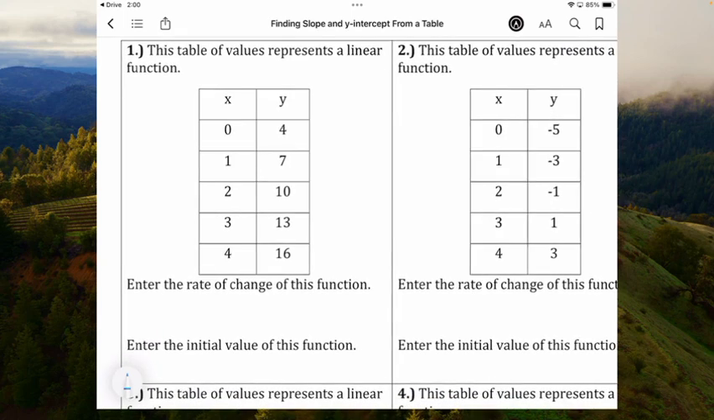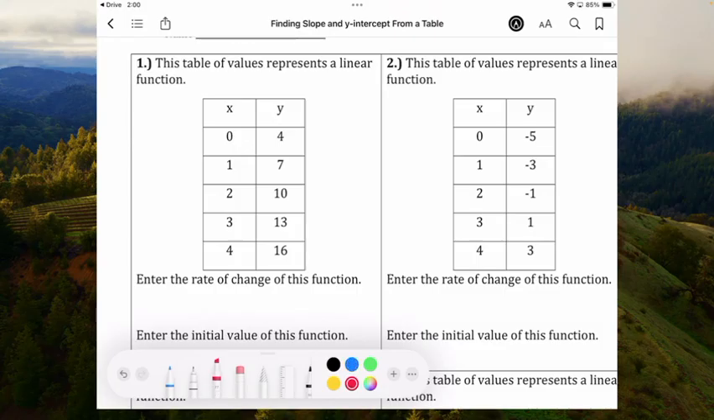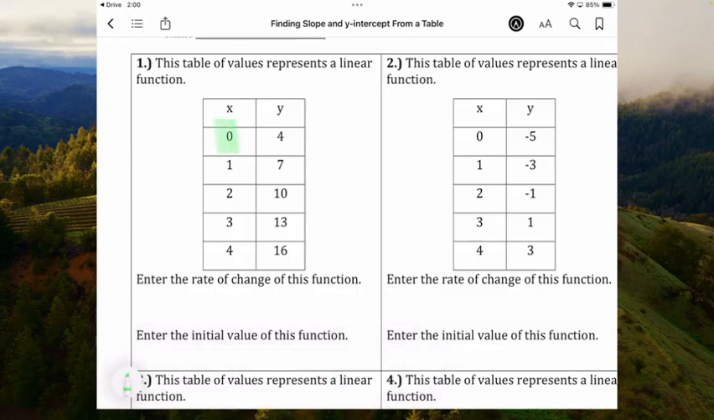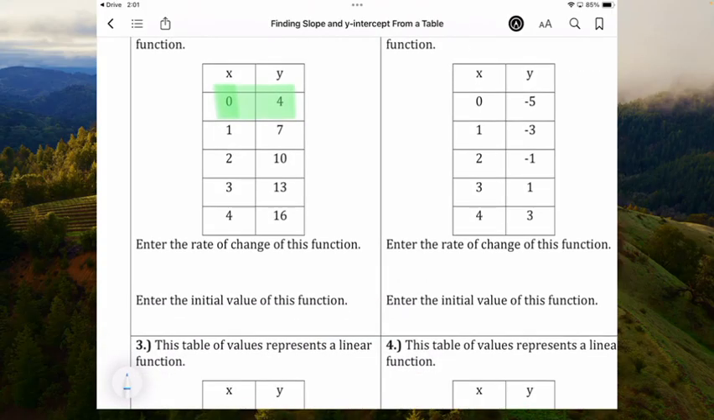So for this, we are going to find the rate of change and the initial value for many of these, and we are going to write an equation. There will be some that we may not do everything with, and I will call that out when we get there. But basically, to find the initial value in a table, you need to find where the table has 0 for the x value. Because 0 on an x value means no movement side to side, which means that it's landing on the y-intercept.